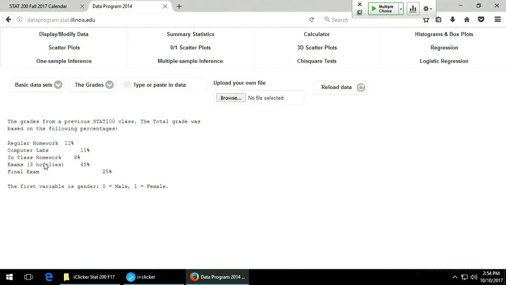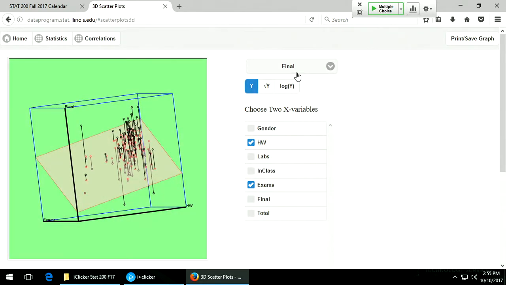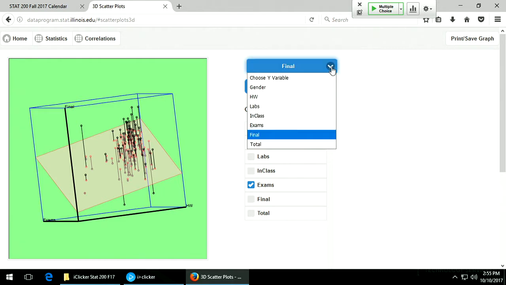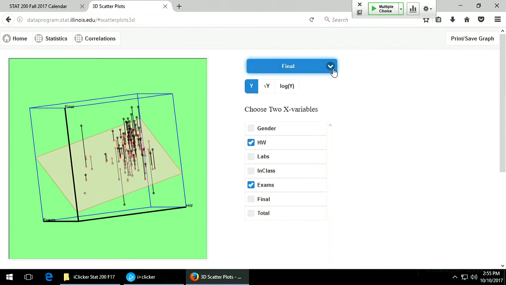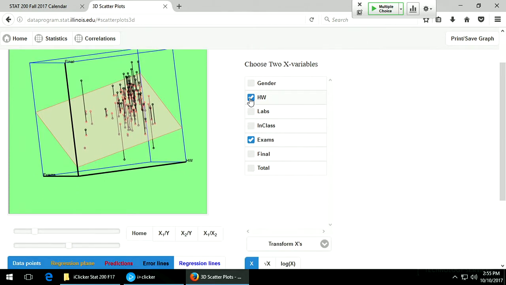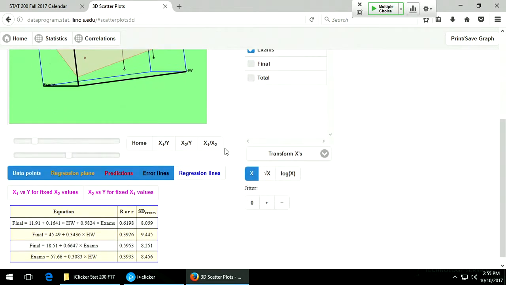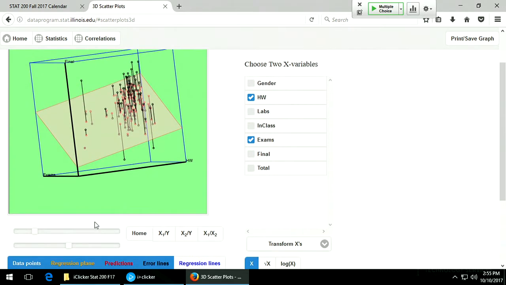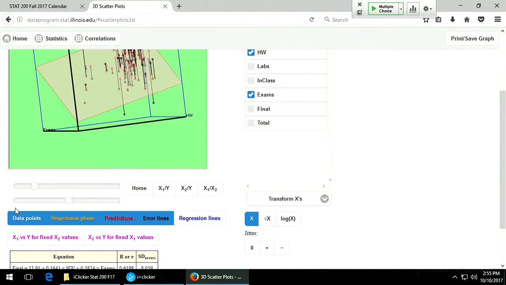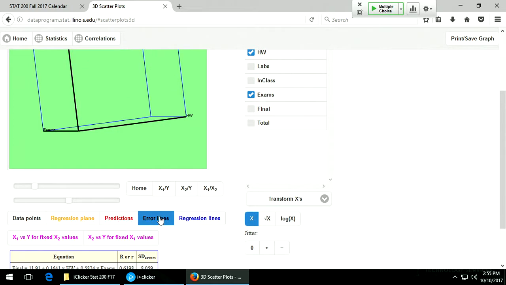Okay, so here's this data set, and I moved to 3D plots. What I did is I picked as my y variable the final, and then I picked homework and exams. And here is the equation that you have in your notebooks. So what are we doing here? Maybe I'm showing too many things here. Let's just get rid of all this.